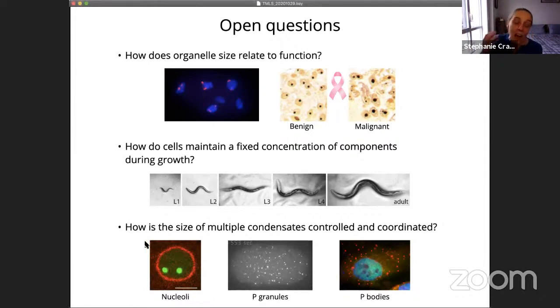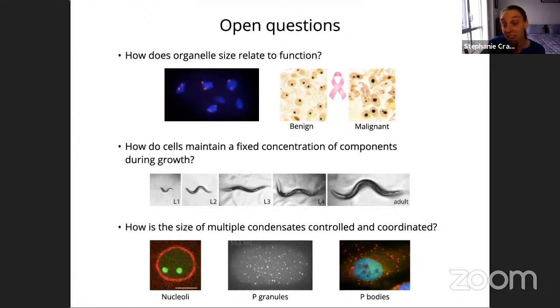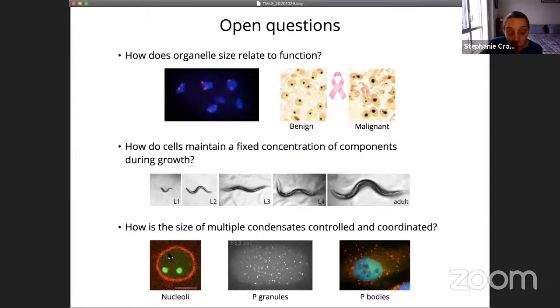And then finally, and Lishi touched on this a little bit and we've been in discussions about this, is how does the cell control the size of multiple condensates at the same time? So there are two nucleoli because there are two ribosomal DNA sites in worms, but there are dozens to hundreds of P granules in the cell, P bodies, stress granules, et cetera. And if you look at the size distribution of them, they're all within a relatively narrow range. And it's not at all obvious why or how this would be the case.